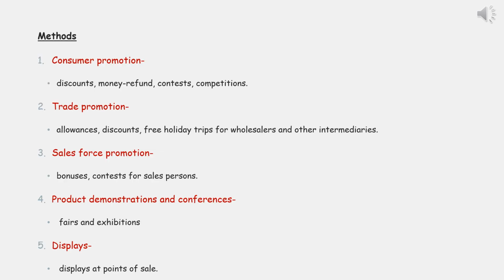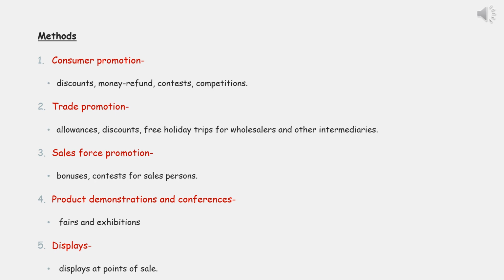What are the methods of sales promotion? First one is consumer promotion. That means providing discount, money refund, contest and competition for the consumers. The second is the trade promotion. We are providing allowance, discount, free holiday trips for the wholesalers and retailers who are the intermediaries between the company and the consumers. Next is promotion for the sales force. We are providing bonus and contest for the salesperson.